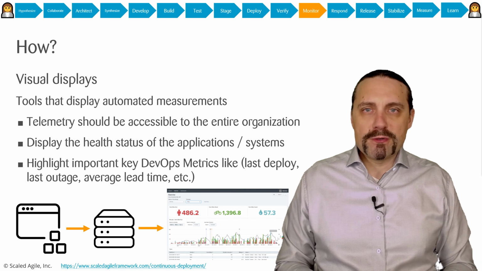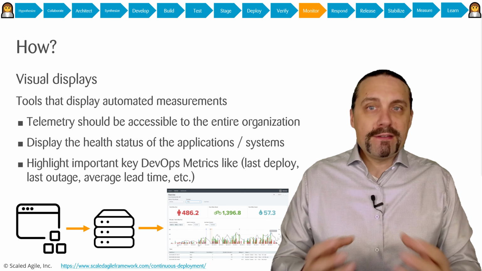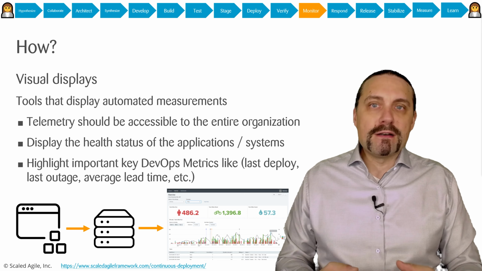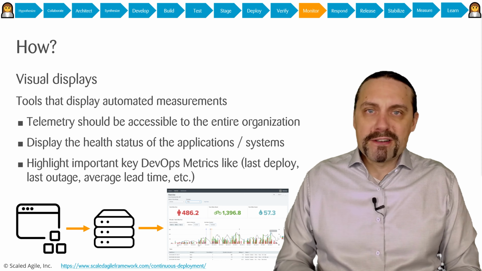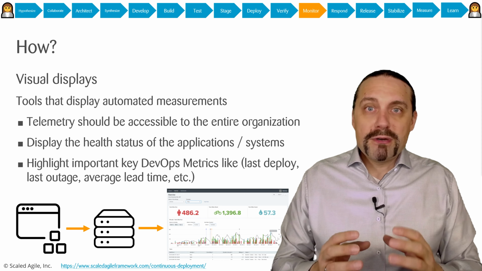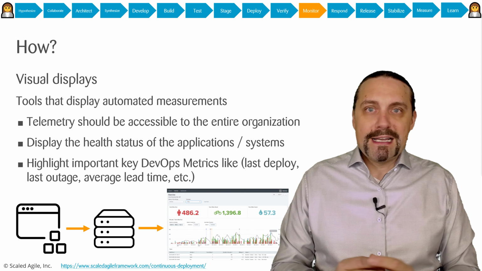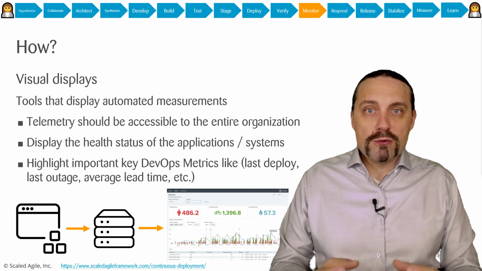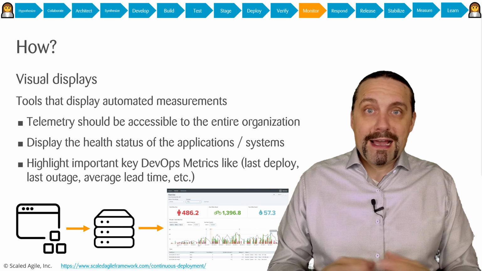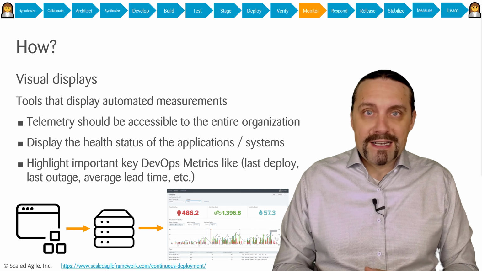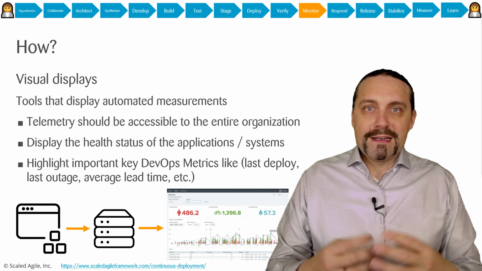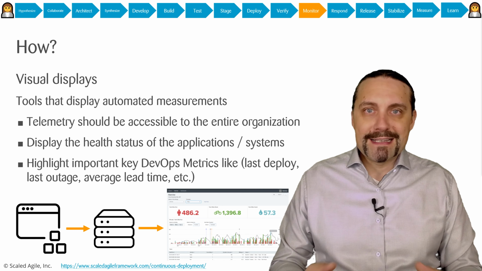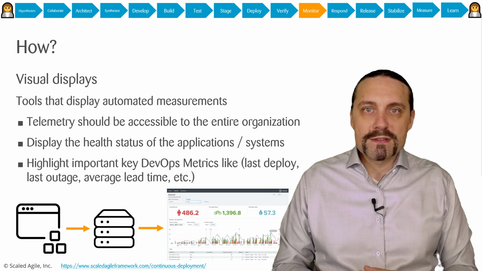In these dashboards, we can show different DevOps metrics, like for example, last deploy or the outages, average lead time, and so on. But not only that, in these dashboards, we also can show the end user behavior and how the business value is developing. Therefore, it is important that the entire organization has access to these dashboards.